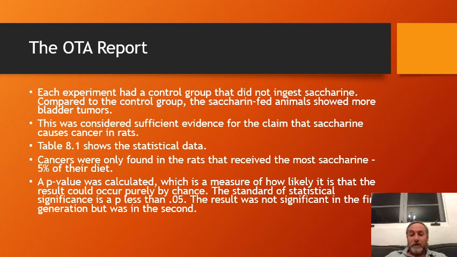So a p-value tells you how likely it is that you can get that result by chance, and what you typically want is a p-value of less than 0.05, less than a 5% chance that this would just be random variation. So they actually didn't find statistical significance in the first generation of rats. There was a difference, but not a statistically significant one. The saccharin-fed rats did have more tumors, but there's not enough of a difference to say that it couldn't be chance. But in the second generation, it was definitely significant.